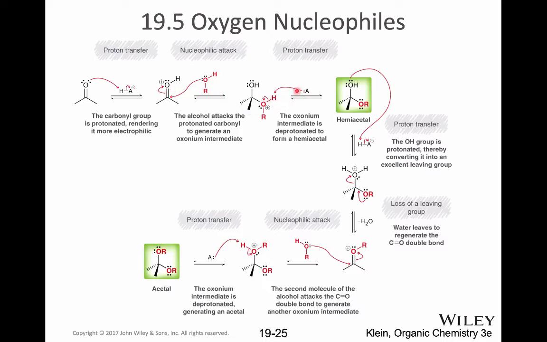Now we're going to make this molecule neutral by the conjugate base of whatever acid you use removing the proton here. Now we make this intermediate, which is called a hemiacetal. This is usually very hard to isolate. The reason it's called hemi is because hemi means halfway. Notice that in a hemiacetal, the carbon is bound to an alcohol and an alkoxy group.